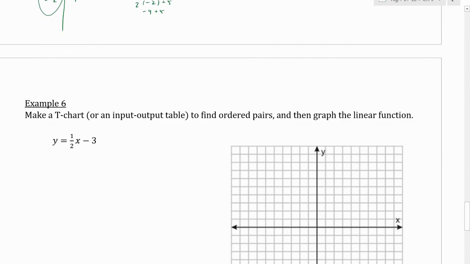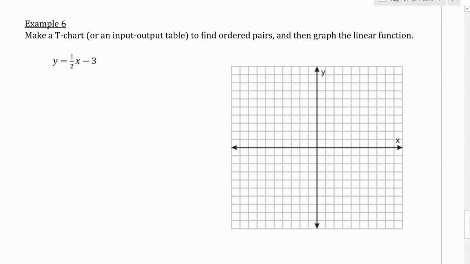Okay, and then one more. Make a t-chart or an output table, whichever one you like, to do this. Now remember, our x's are the independent variable, so they're the ones that we choose independently. Look what's going to happen. I'm going to put definitely a 0 in there because that's easy, because that'll give you 0 minus 3, that's -3.